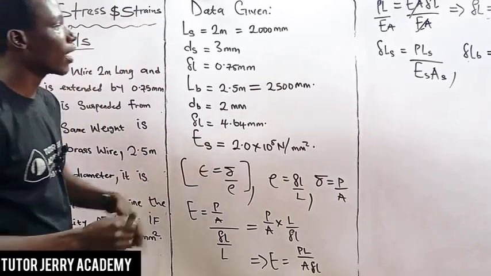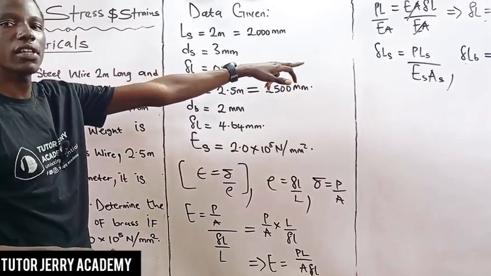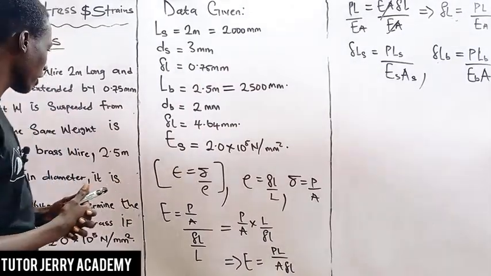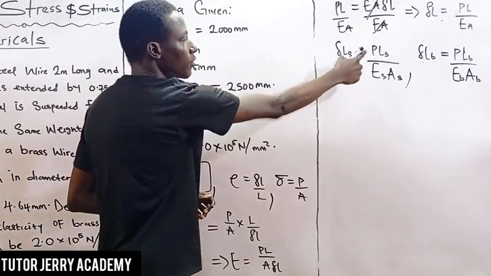From this formula, I have change in length S equal to P L_S over E_S A_S. So first thing first, I'm going to be substituting for this.